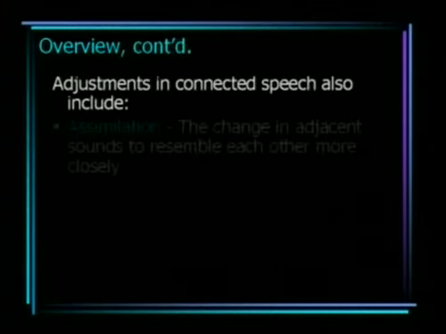Here's a few more terms for you. Assimilation. This is a change in two adjacent sounds, two sounds that are next to each other so that they resemble each other more closely. This is an example of our law of economy, making it easier to pronounce words by making two sounds more similar to each other. And I'm going to be telling you more about this in a minute.